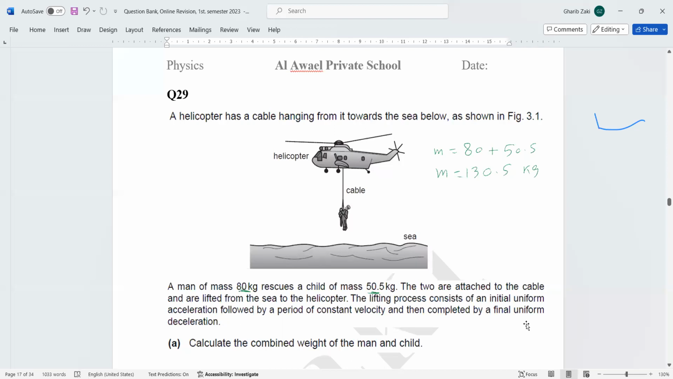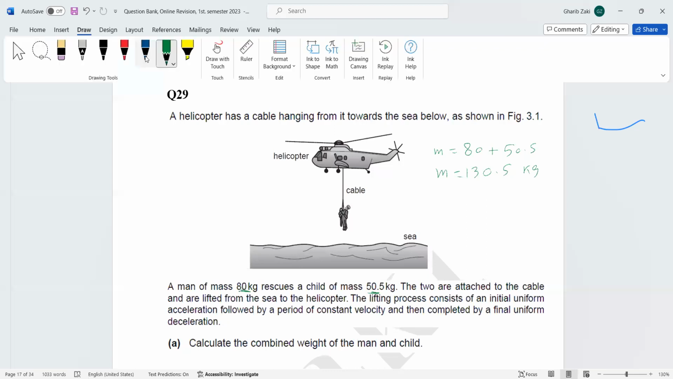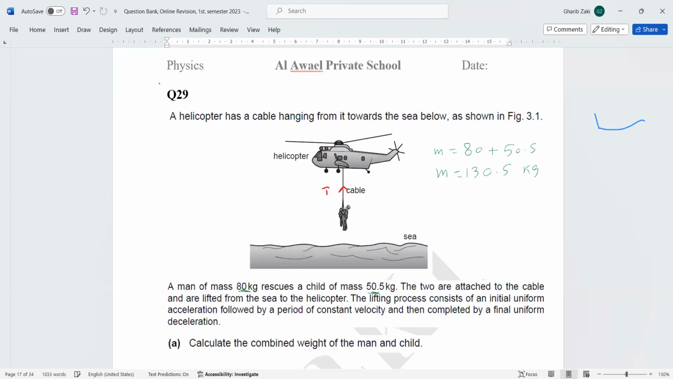The two are attached to the cable. Then we have here the tension in the cable. So this is the tension in the cable. And this is the total weight. The total weight. Yes, question? Yes.